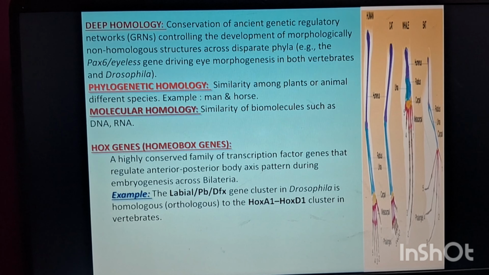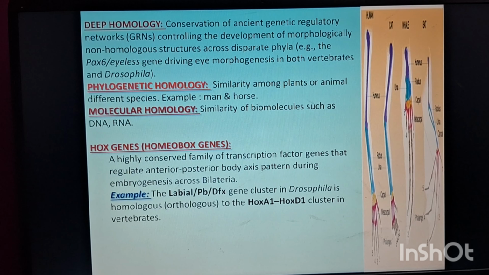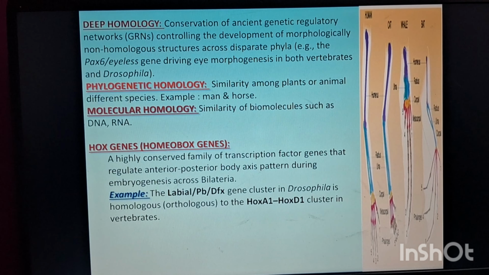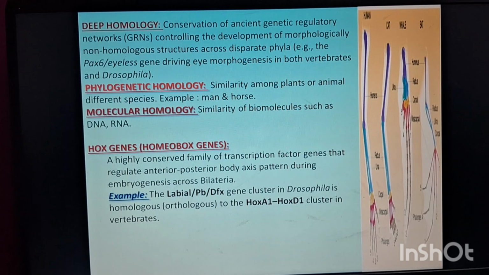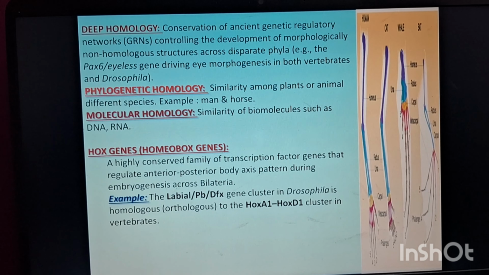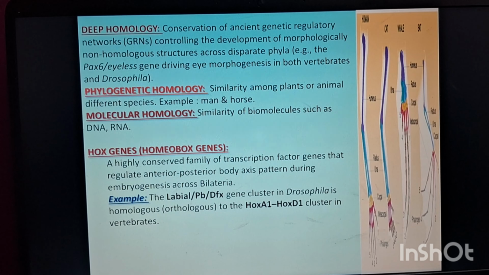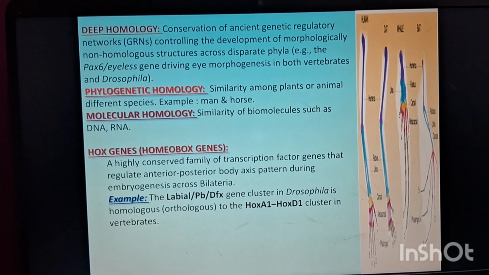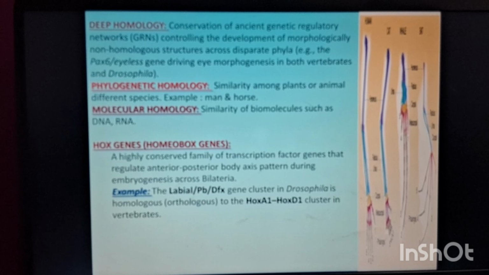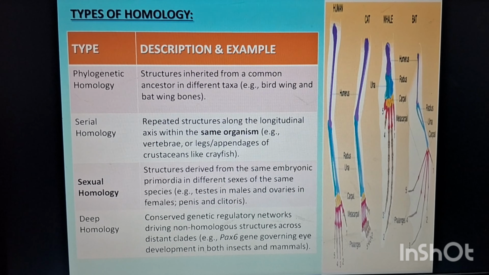Similarity of biomolecules such as RNA and DNA. Next, Hox genes or homeobox genes: a highly conserved family of transcription factor genes that regulate the anterior-posterior body axis pattern during embryogenesis across bilateria. Example, the labial, proboscipedia or Dfd gene cluster in Drosophila is homologous to the HOXA1 and HOXD1 cluster in vertebrates. Types of homology and their description and example.